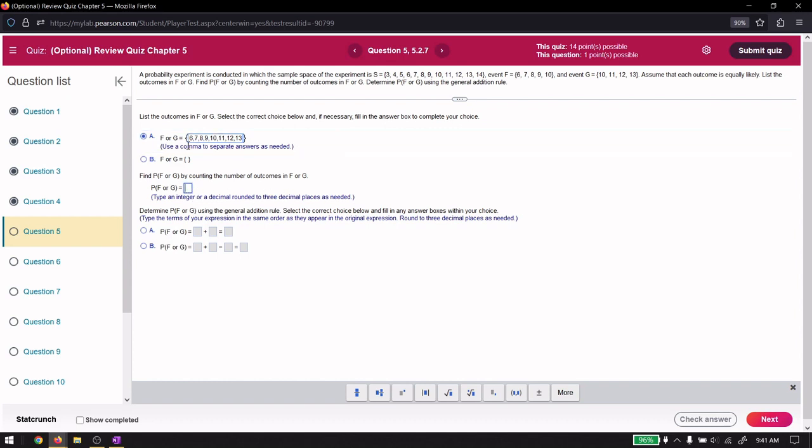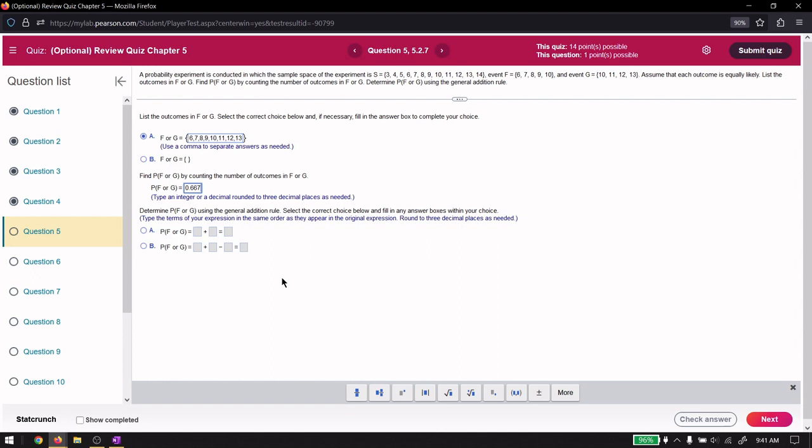So the probability of that is going to be, like I said, there's 8 of them. There's 12 total. 8 out of 12 is going to be divided out. It's going to be 2/3. It wants 3 decimal places, so 0.667 is 2/3.